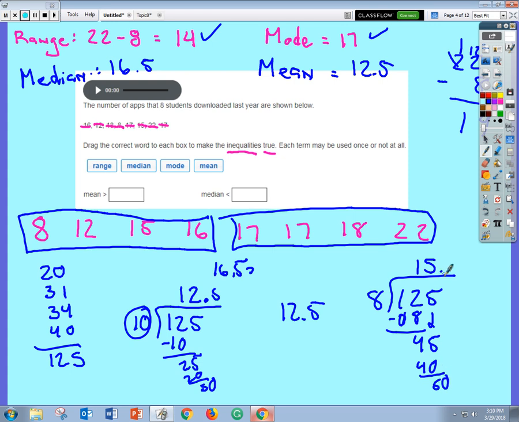Put a decimal point there. 8 goes into 50. What is that? 6 times, which gives me 48. Which leaves 2, which gives me 20, which is 16, which is 4 left over. Bring down the 0. That's 5. All right, there we go.